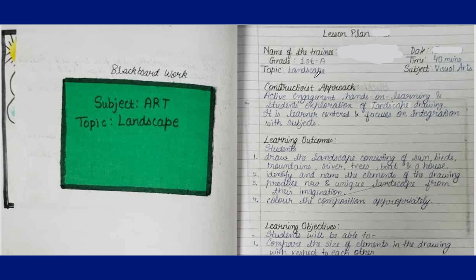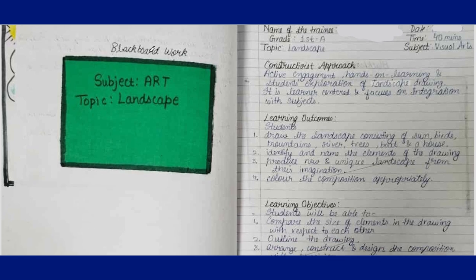The first thing in the lesson plan that you have to write is the name of the trainee, the date, the grade you're teaching, time, topic, and subject. This could be the blackboard work. You could write some subject which is art and the topic landscape.